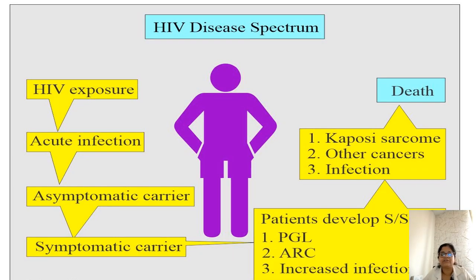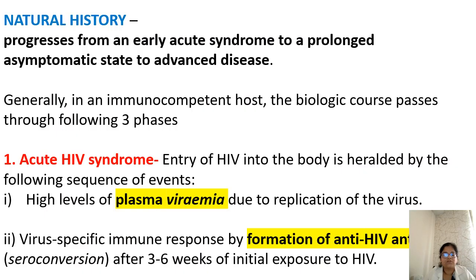As a whole, the HIV disease spectrum is as follows: once the person is exposed to HIV, an acute infection is triggered, or sometimes the person can be an asymptomatic carrier or a symptomatic carrier. These symptomatic carriers are the patients who develop the signs and symptoms of PGL, that is progressive generalized lymphadenopathy, then ARC, AIDS-related complex, as well as increased opportunistic infections. These persons are also prone to the formation of Kaposi sarcoma or other cancers or neoplasms and infections, and therefore they succumb to death. So the natural history progresses from an early acute syndrome to a prolonged asymptomatic state to an advanced state.